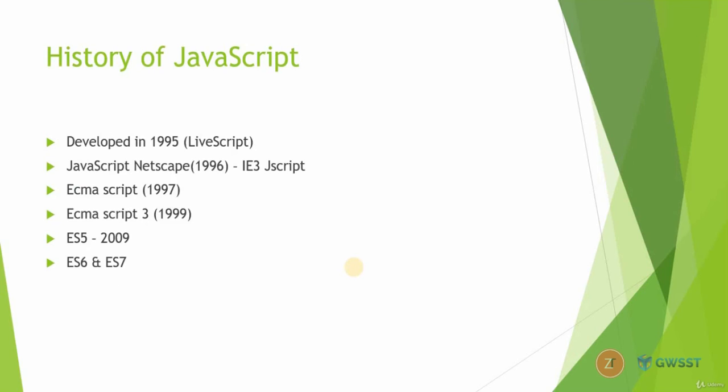So if you check out some of the history of JavaScript, JavaScript was first developed in 1995 and was named LiveScript. But then Netscape took over JavaScript and they named it JScript. Then JScript was renamed to ECMAScript in 1997, and in 1999 the official name was ECMAScript 3. In 2009, ECMAScript 5 was released, and the latest currently available is ES6. ES7 is still under development and it requires a lot of functionality.